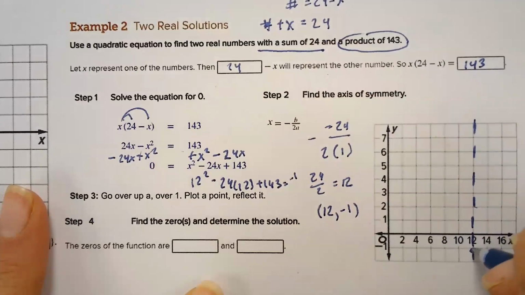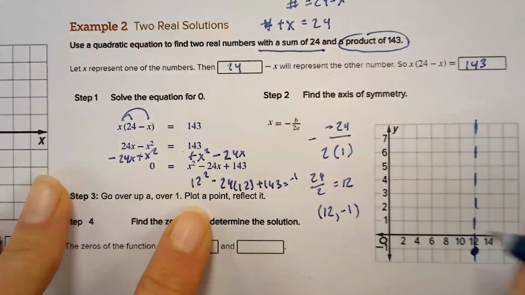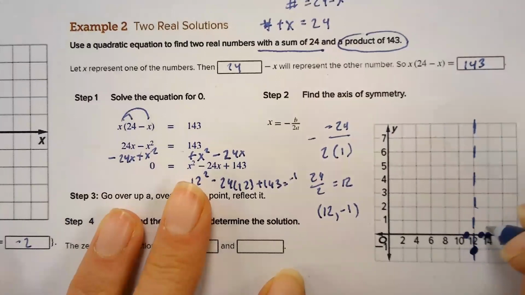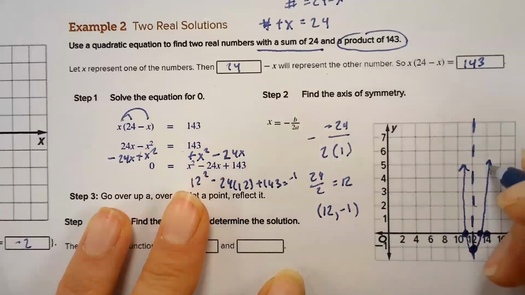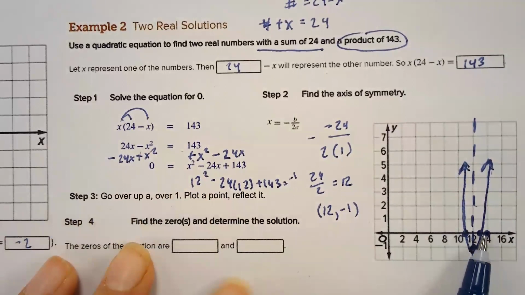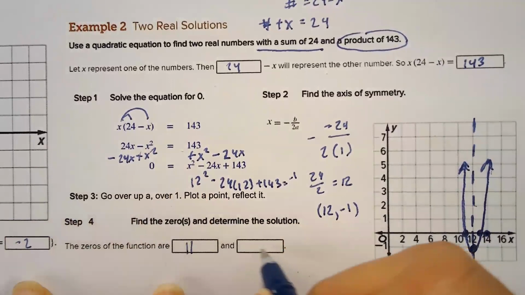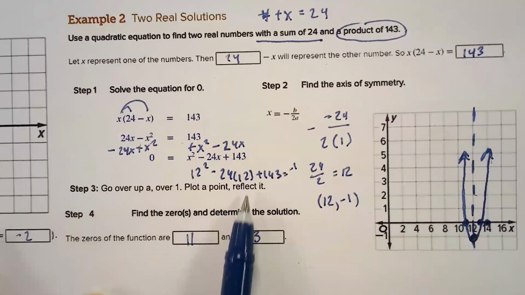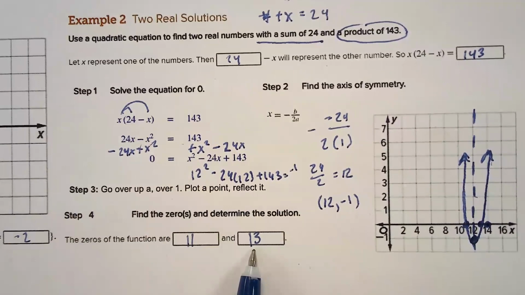And it's going up 1 over 1. A is 1, so up 1 over 1. The zeros then are 11 and 13. Okay, wherever it crosses that axis.